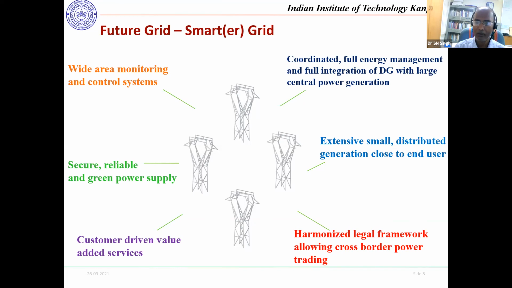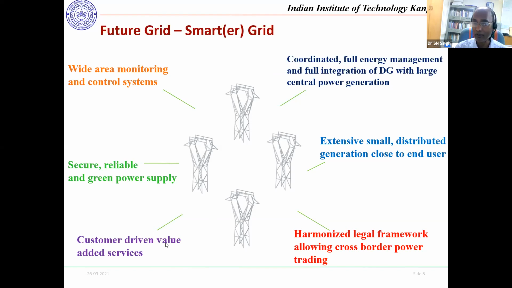We now have very fast controllers. They are taking care of everything. So the power electronics at that time, I'm talking about the 80s, when we were doing '88, '89, that has now changed. So we have to tap the power wherever it is available. We are going for green power, secure and reliable.